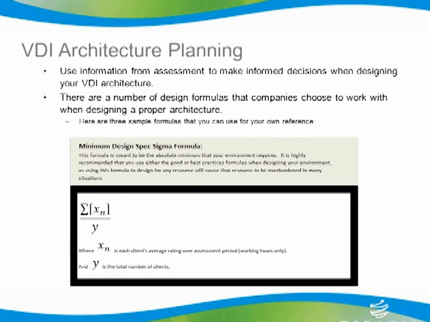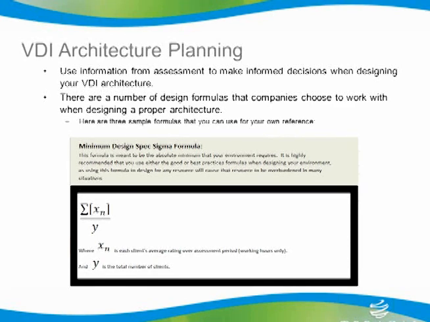So the minimum design spec Sigma formula is meant to be the absolute minimum that your environment requires. It is highly recommended that you use either the good or best practices formulas, which we're going to be discussing, when designing your environment, as using this formula to design any resources will cause that resource to be overburdened in many situations. So what is this?